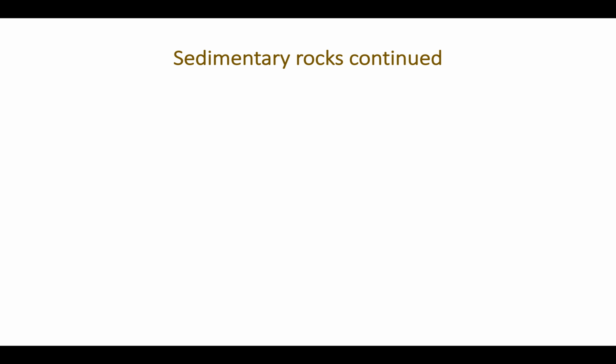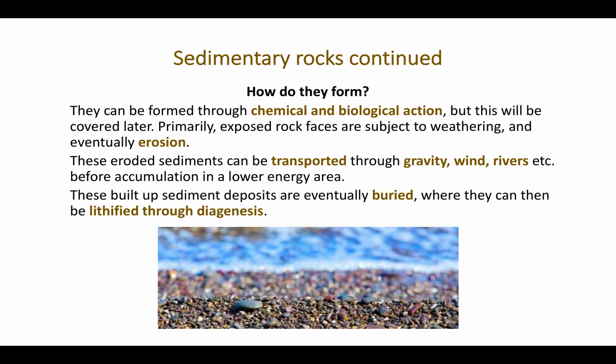So, taking a look at sedimentary rocks again, how do they form? Well, they can be formed through chemical and biological action. We'll look into that in a bit more detail later, but the main mechanism of how they form is exposed rock faces are subject to weathering and then eventually erosion, and these eroded sediments can be transported through gravity, wind, rivers, etc., before accumulating in a lower energy area like the inside of a river meander bend or at the end of a valley where the gradient drops. So these built up sediment deposits are eventually buried where they can then be lithified through diagenesis, so turned into rock through diagenesis.